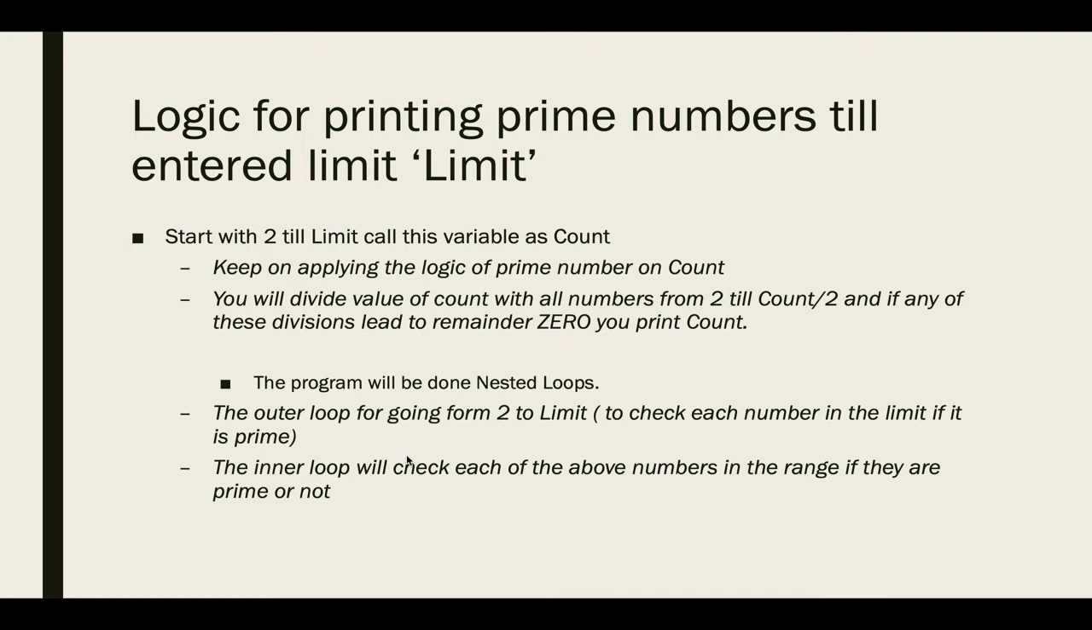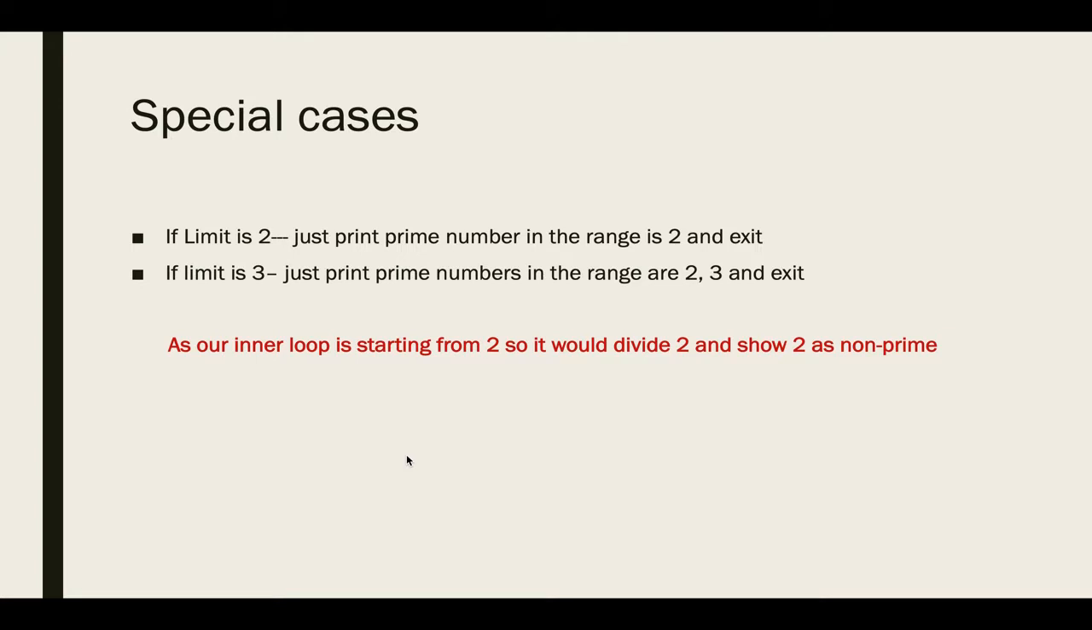And in this program, we will have some special cases. Suppose the user has entered the limit as 2. So if the limit is 2, then it will check the division of 2 with 2 itself, in which case it will say that it is not prime, but we know that 2 is prime.